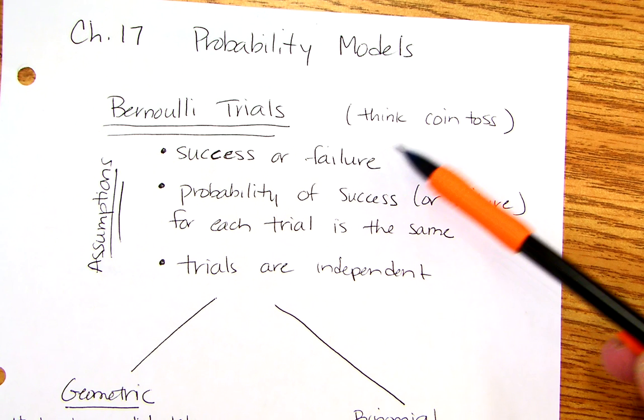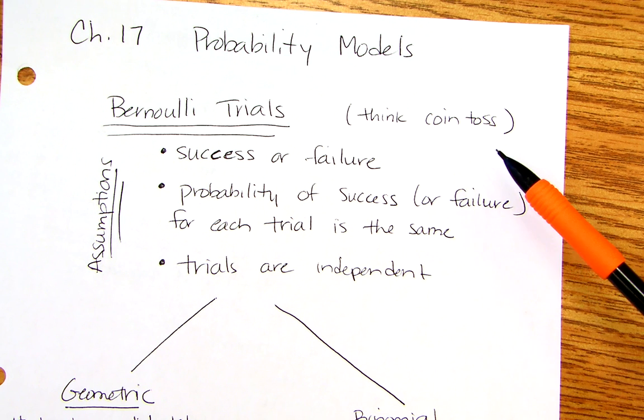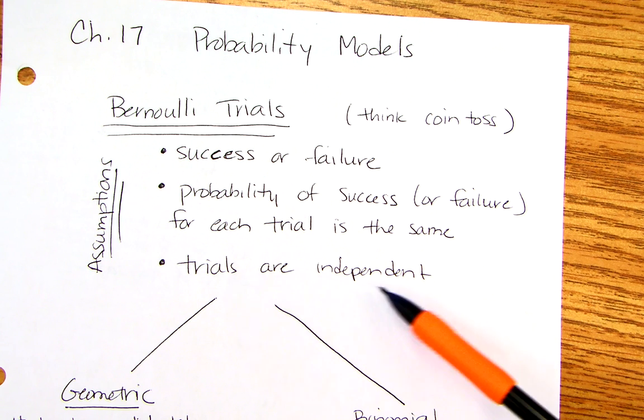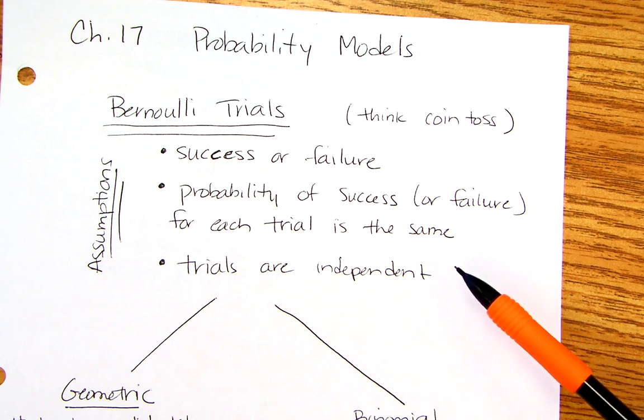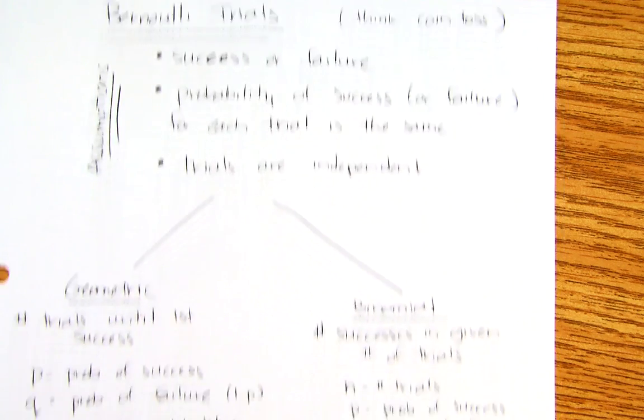There's success or failure, in this case, heads or tails. The probability of the success or the failure for each trial is the same. Every time you flip a coin, it's 50% heads. And the trials are independent. Just because you got heads 5 times in a row, it's still going to be 50-50 the next time around.